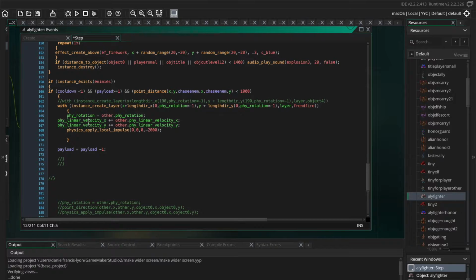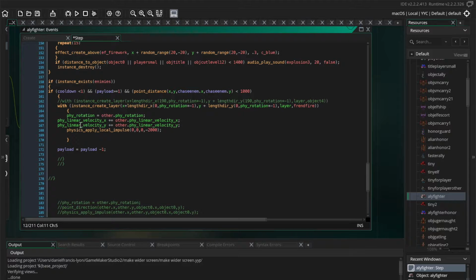And then here we go. phy_rotation equals other.phy_rotation. phy_linear_velocity_x plus equals other.phy_linear_velocity_x. Same with y, phy_linear_velocity_y plus equals other.phy_linear_velocity_y. So it gives an impulse in a direction up relative to the ship, but also it adds the ship's x velocity to the x velocity of this projectile. It adds the ship's y velocity to the y velocity of this projectile.